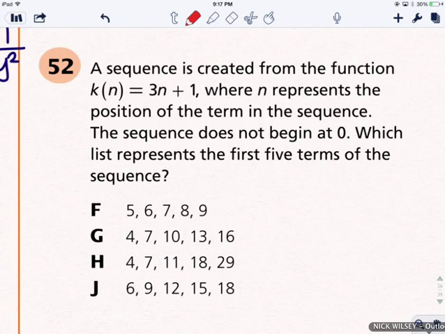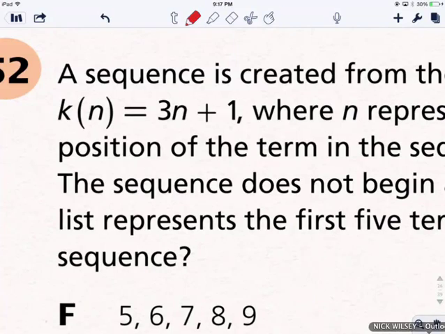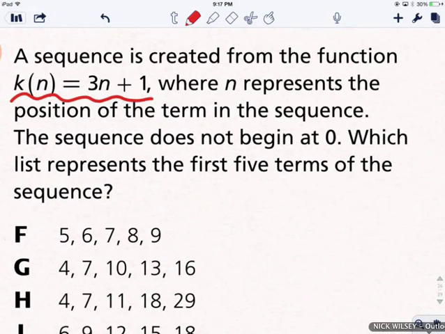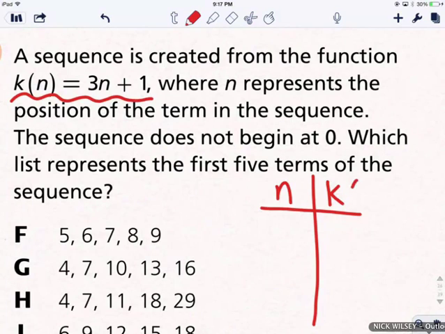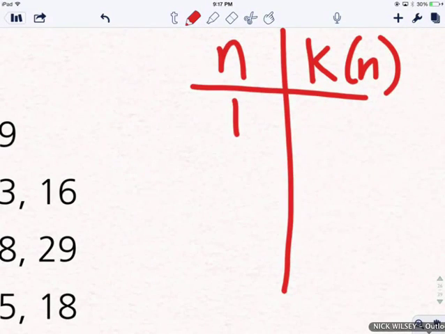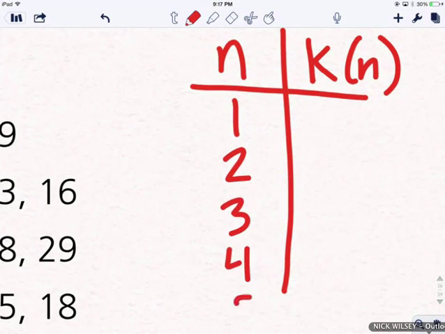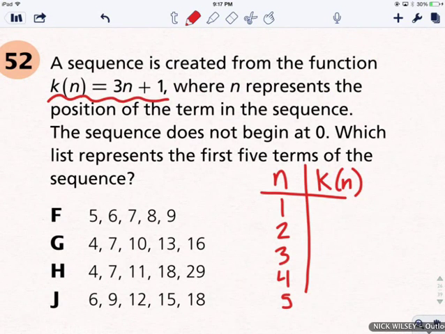Number 52. We are given a function right here, and we want to generate a sequence of numbers from this function. Now, the easiest thing to do in order to see what the correct answer is, is to make a table of values. So n is over here, and then k of n, which is a function of n, is over on the right side. Now we're told that the sequence does not begin at 0, so we can assume that it begins at 1. So n starts at 1, and then 2, and then 3, and so on. So n is the sequence of whole numbers.